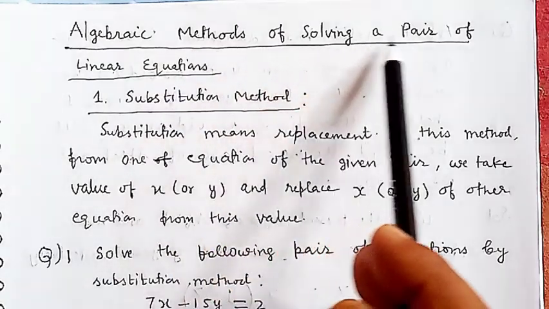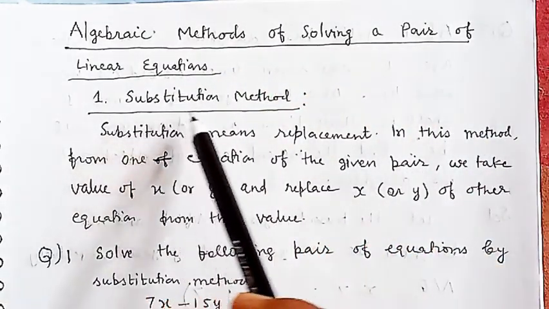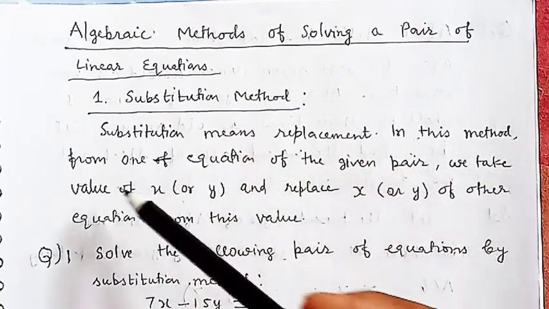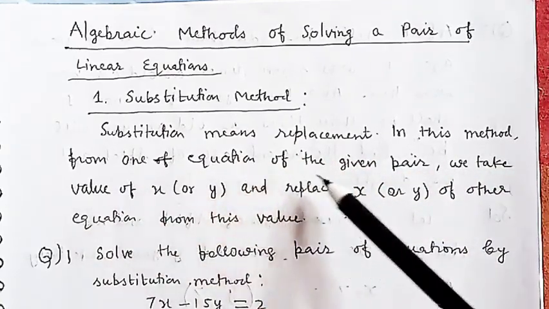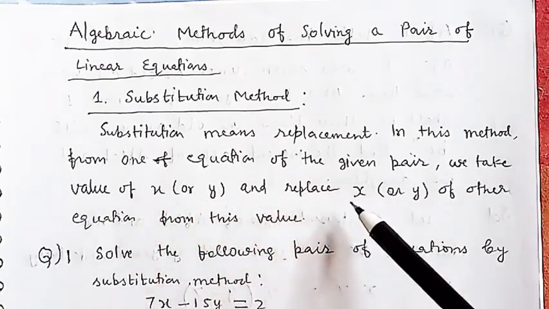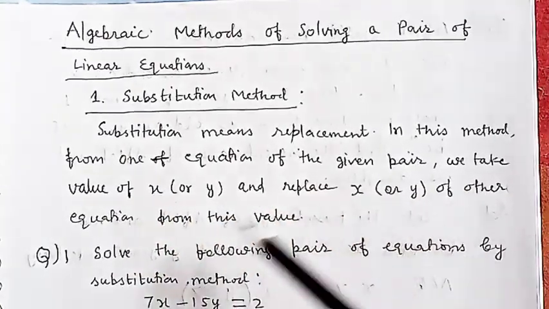Algebraic methods of solving a pair of linear equations. Substitution method. Substitution means replacement. In this method, from one equation of the given pair, we take the value of x or y and replace x or y of the other equation with this value.